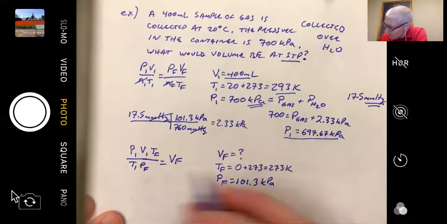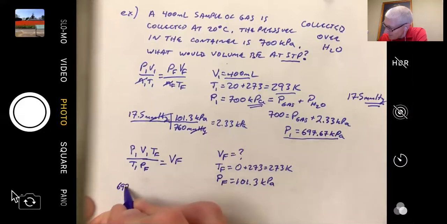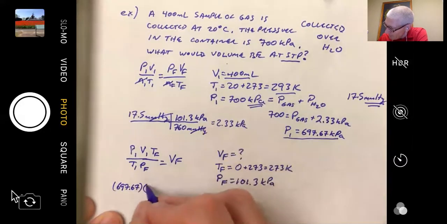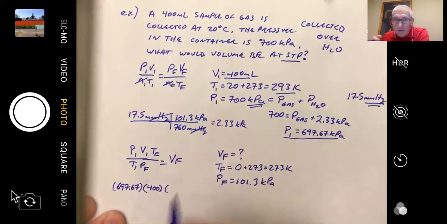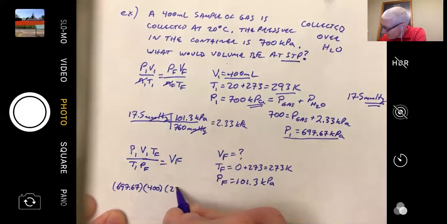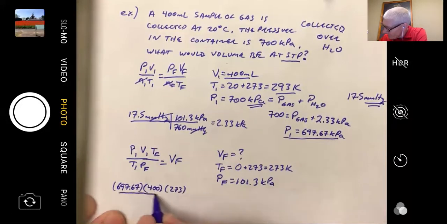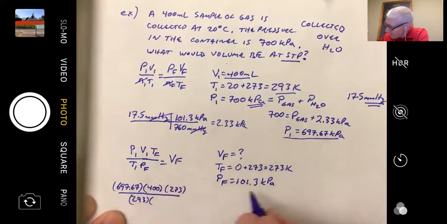So number-wise, 697.67 times 400 times 273. Sorry about that. Divided by 293, and PF is 101.3.